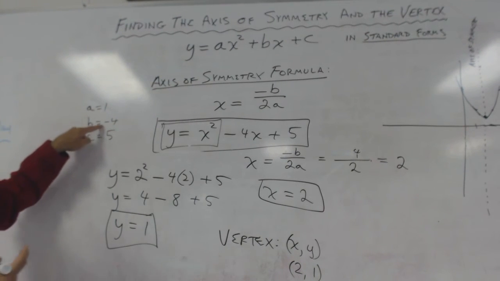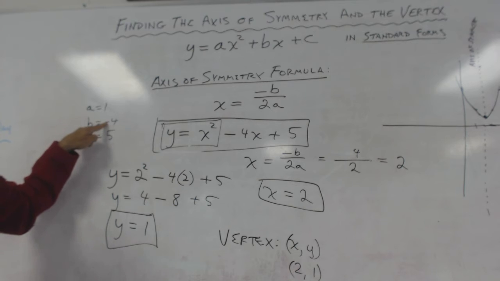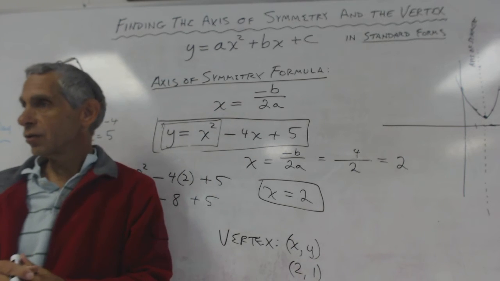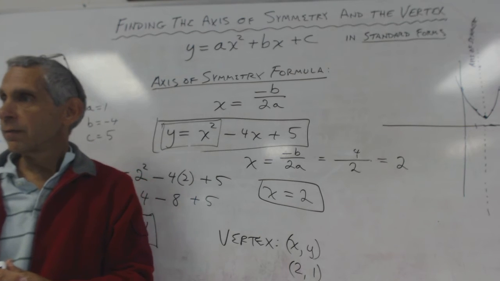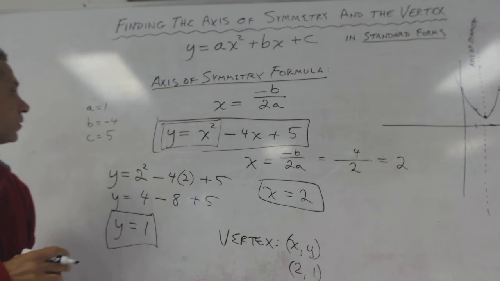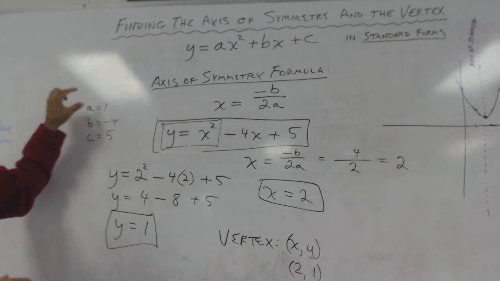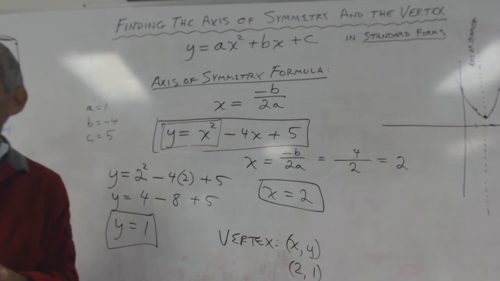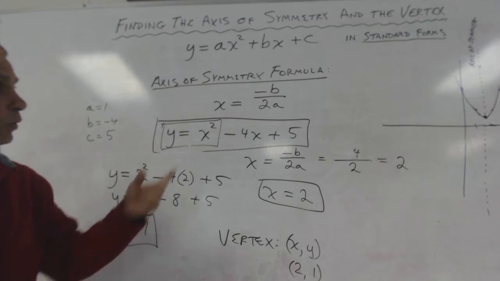Negative b is negative negative 4, which is plus 4, over 2 times 1, which is 2. 4 divided by 2 is 2. You see what I mean? And the A, B, and C are always in that order. Make sense? Okay, great question. But what do we know about C?